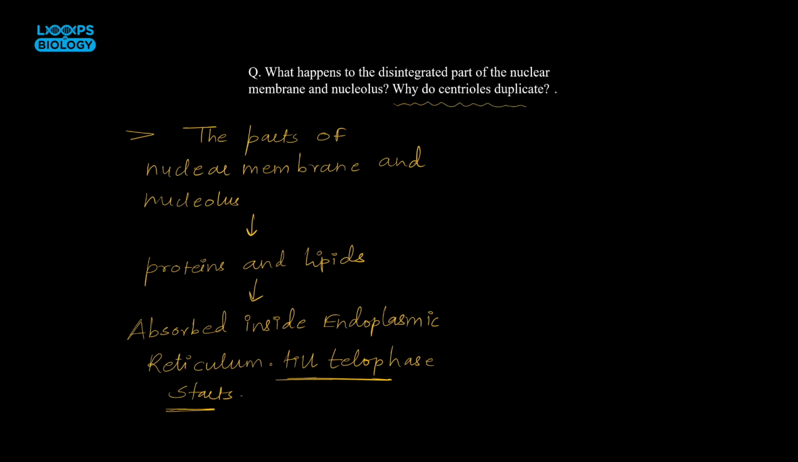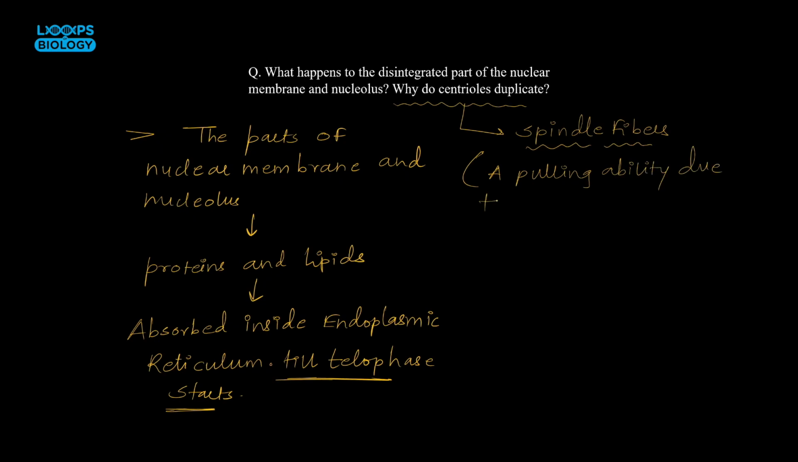All right. Now, next part of the question, why do centrioles duplicate? Now, as we have seen, the centriole has a role of releasing spindle fibers. And these fibers are going to pull the particular chromosome so that there will be a division of chromosome. All right. So, spindle fiber has a pulling ability due to which chromosomes are separated.